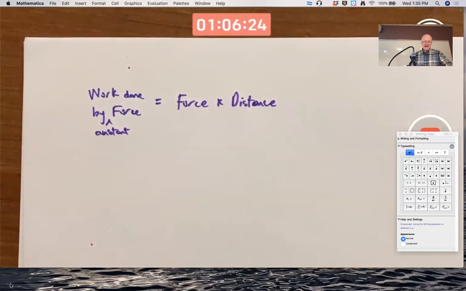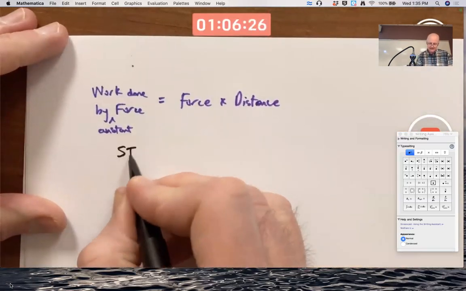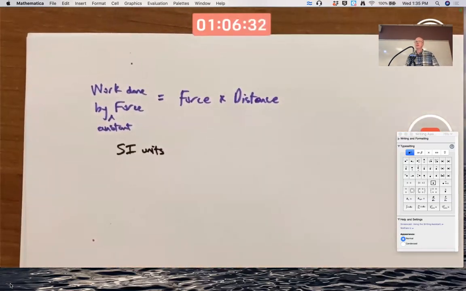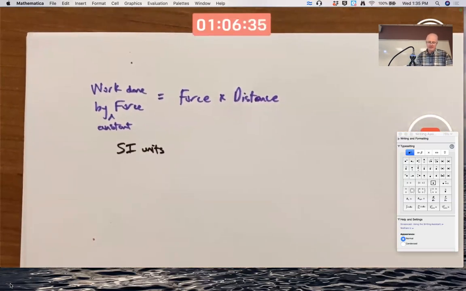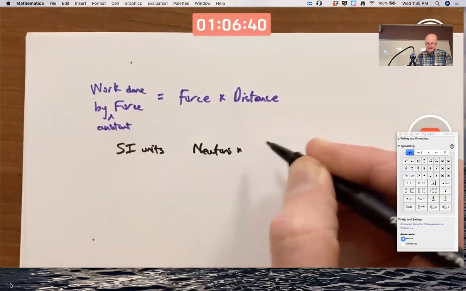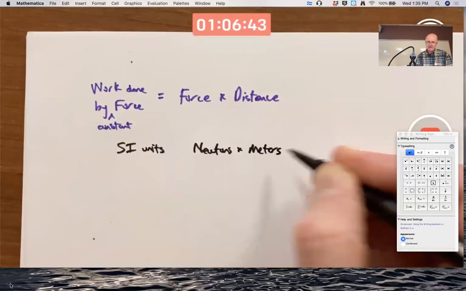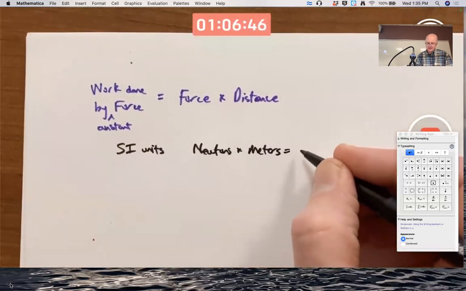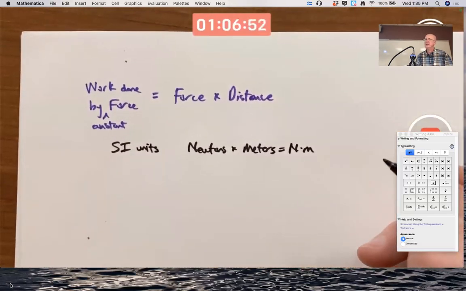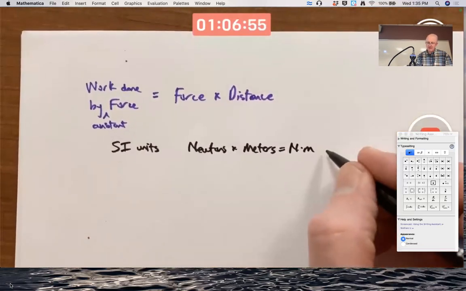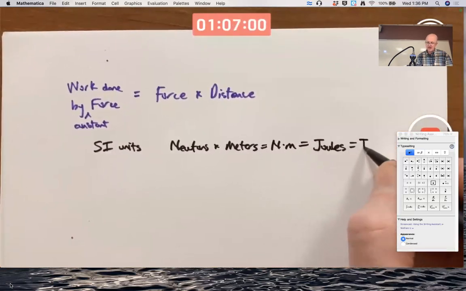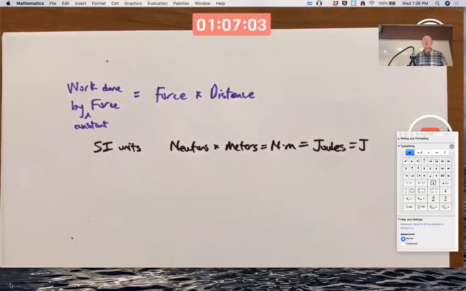Standard SI units, and it is very important to think about units for this section and make sure you get it right. Force was in newtons, and distance in meters. We could abbreviate this newton meters, N times m, if you like. However, this turns out to be equivalent to units of joules, which we can just abbreviate J. Same as units of energy.